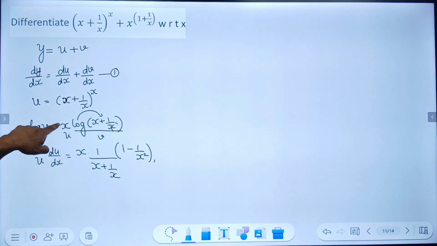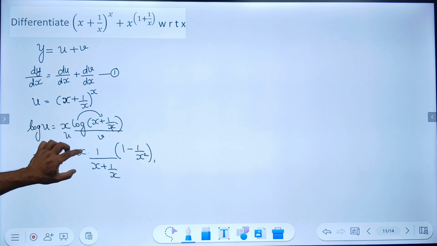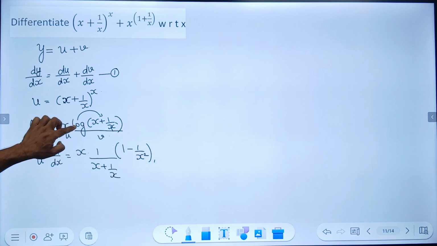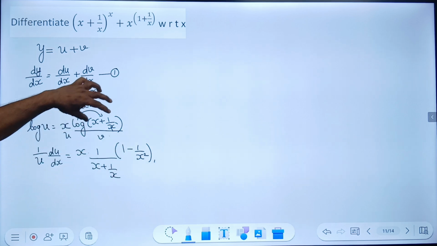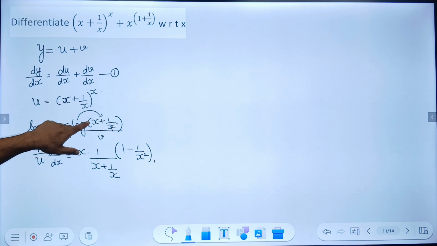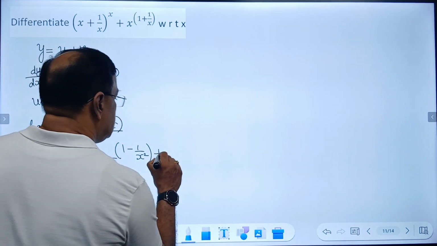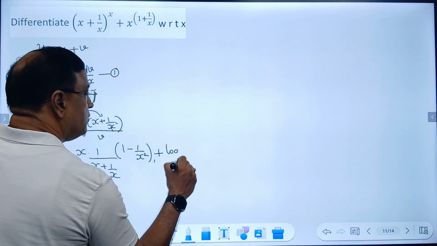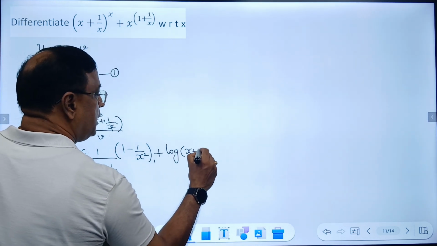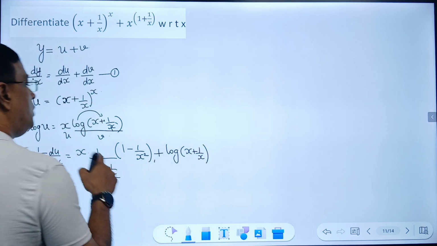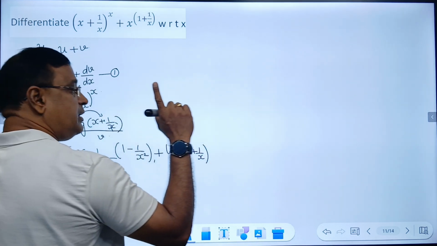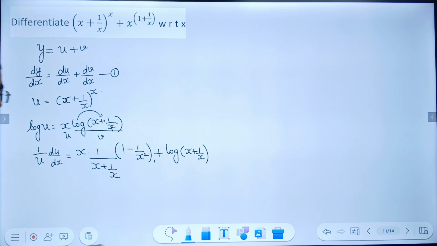Correct? So u into v dash. Thus entire v dash I have done. See, log differentiation is 1 by whatever is there in the bracket, and differentiation of x is 1. 1 by x is minus 1 by x square. Okay? Plus log of x plus 1 by x, that is v into, what is differentiation of u? U differentiation x is 1. So I don't have to write.